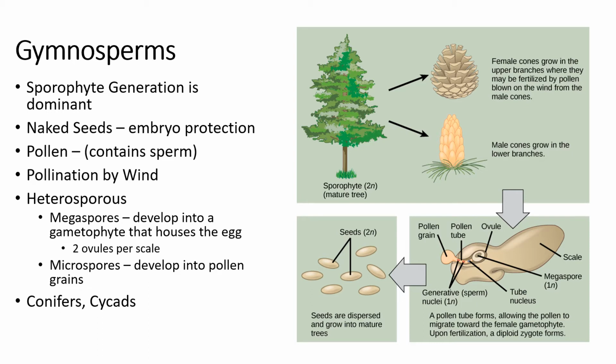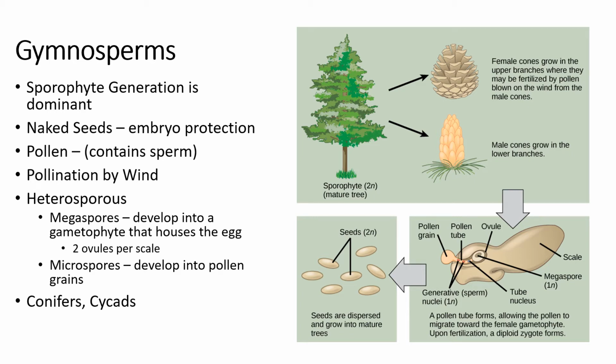So in this case, we have pollen, and the pollen grains are going to contain the male sperm, and pollination is going to occur by wind. If you look at the picture, you can see that in this particular pine tree, we have two different types of cones. We have female cones, and we also have male cones. Typically, your female cones are going to be present higher up in the branches, and the male cones lower.